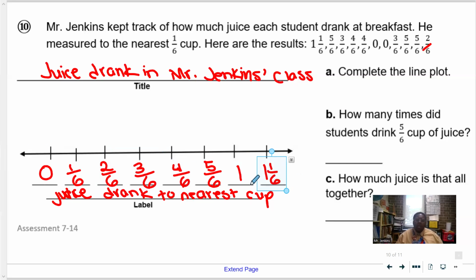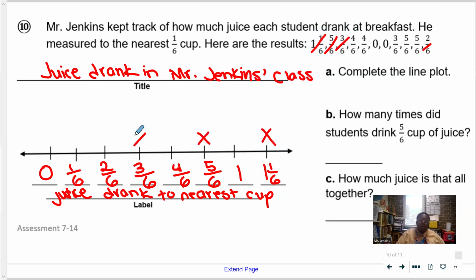Now that I have my numbers labeled, I can go up to my data and I'm going to cross them off each time I write an X on the line plot. Guys, the X is going to represent each student, and we're crossing them out of the top so we don't use a number more than once because then that can mess up our answers. So I have 1 and 1/6, so I'm going to put an X there. I have 1 5/6, put an X there.